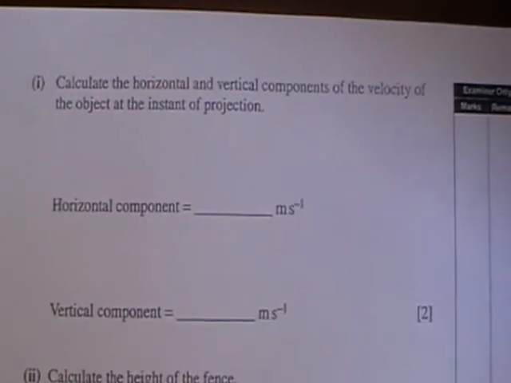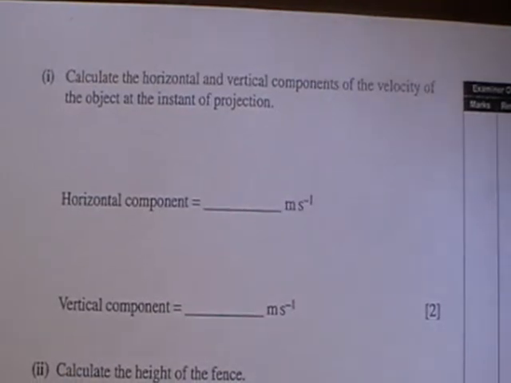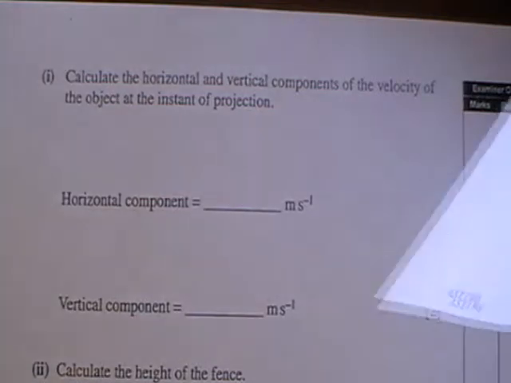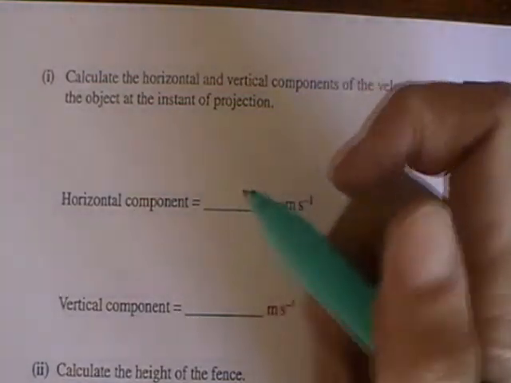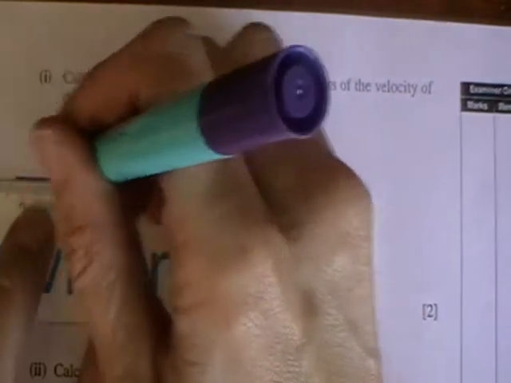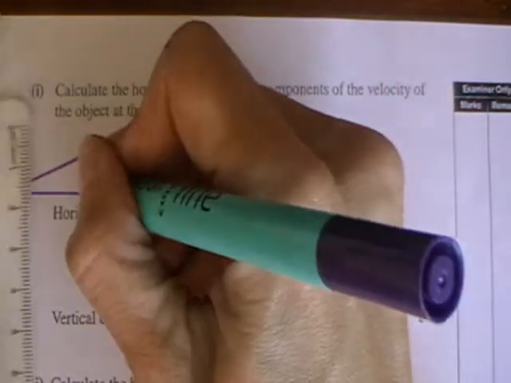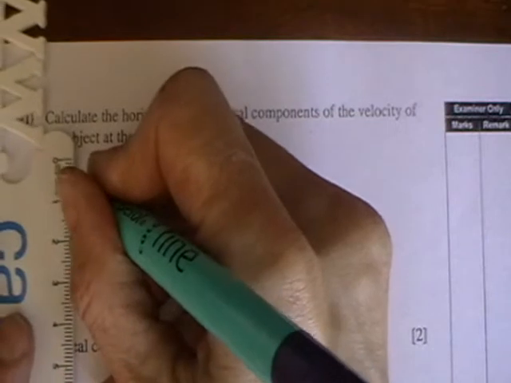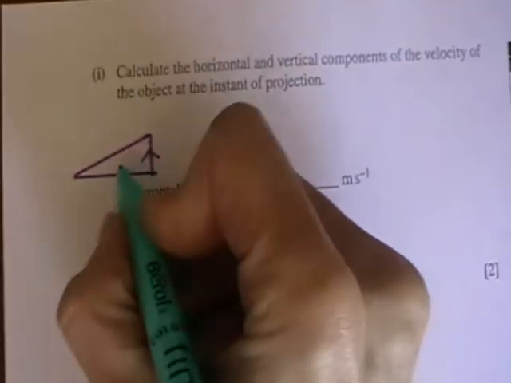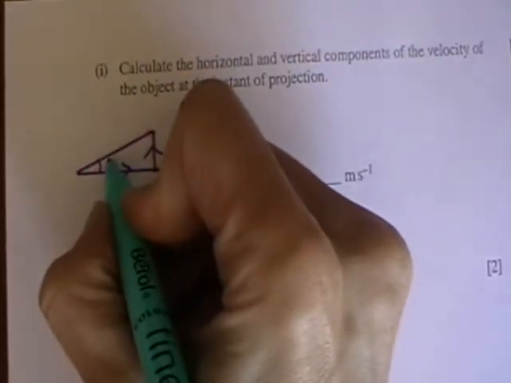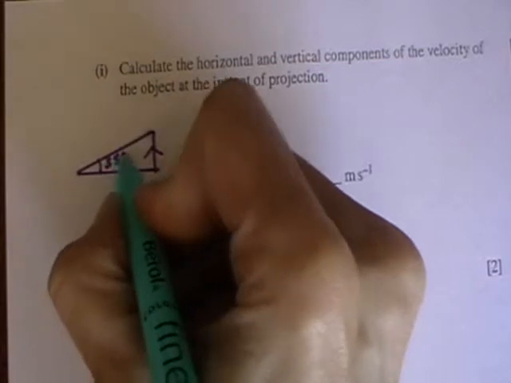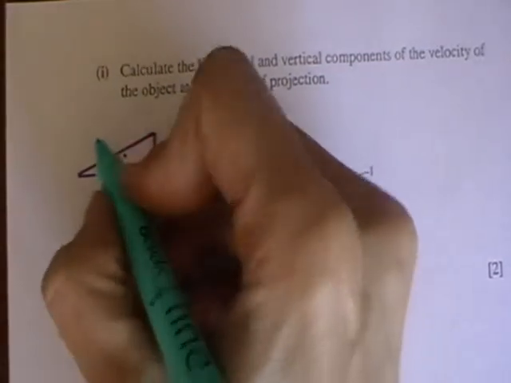Calculate the horizontal and vertical components of the velocity of the object at the instant of projection. So you know that it's projected at an angle of 35 degrees and it has an initial velocity of 17 meters per second. So there's your two components. There's your 35 degrees and 17.